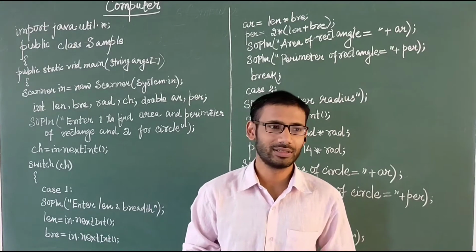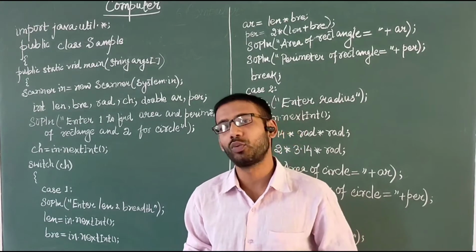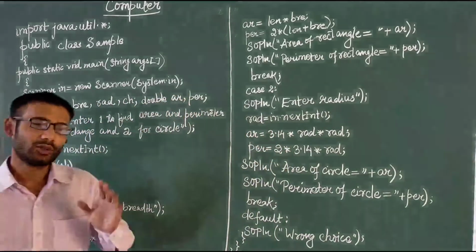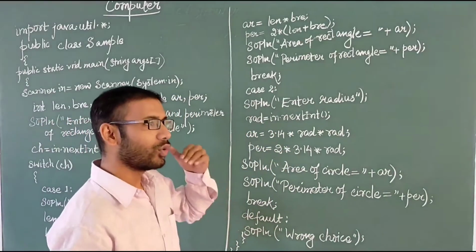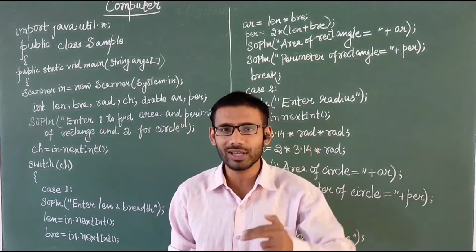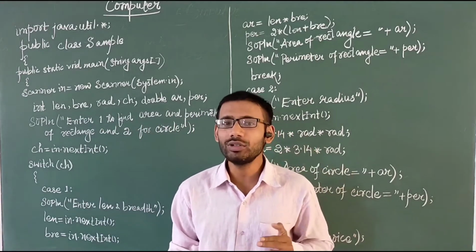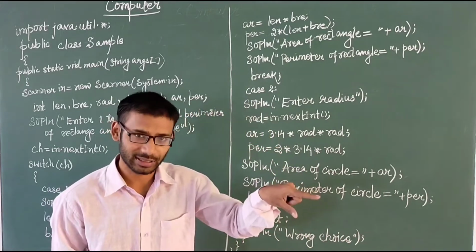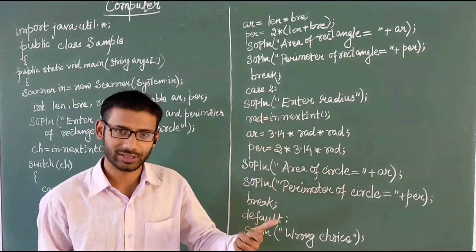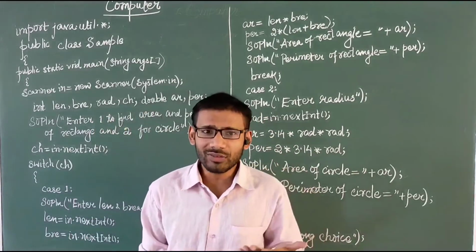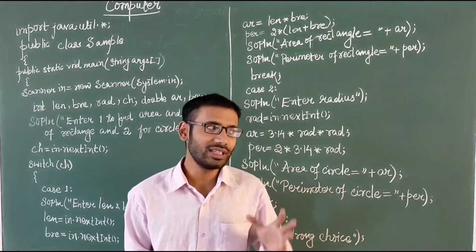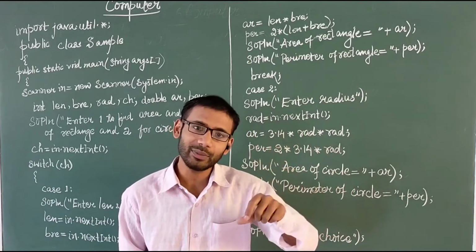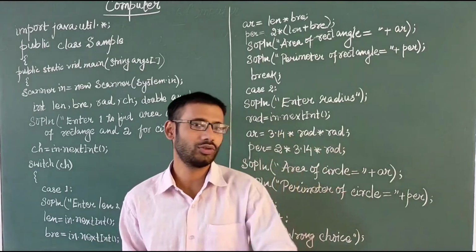Good morning, my dear students. Today I am back again with a new program. Just focus on the program. The question is to accept the user's choice first and then find the area and perimeter of a rectangle or circle depending upon the user's choice. That means the user will decide whether to find the area and perimeter of a rectangle or of a circle. So let's start.